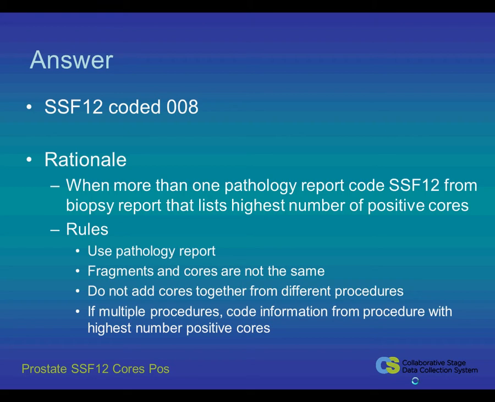Use the pathology report as your source document for coding the number of cores positive. The number of locations biopsied is not necessarily the same as the number of cores positive, and fragments are not the same as cores. Look for specific information documented by the pathologist. Look for a statement or comment that says the number of cores positive or the cores positive followed by a number listed. A patient may have multiple procedures performed.